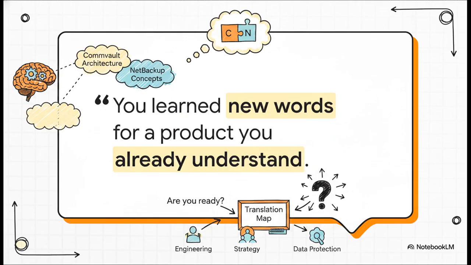Here's the bottom line. You didn't actually learn a new product today. You just learned new words for a product you already understand. The underlying engineering, the strategy, the deep data protection concepts, you already own those skills. You just needed the translation map. So instead of fearing the next platform migration, how quickly can you apply your mastery to absolutely conquer it?